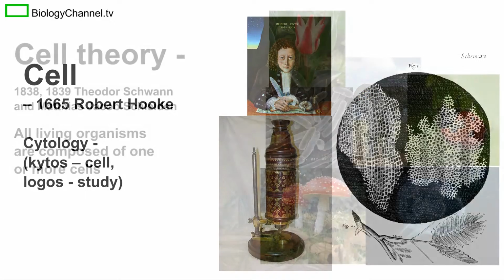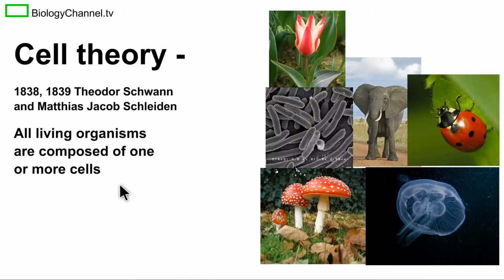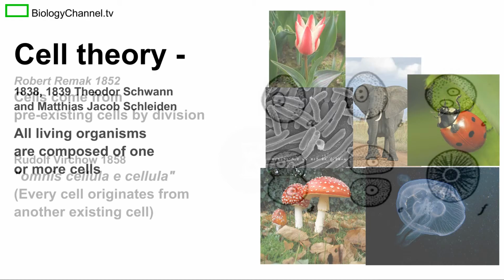The cell theory, in its original shape, was formulated in 1838 and 1839 by Theodor Schwann and Matthias Jakob Schleiden. They suggested that cells were the basic unit of life. What does this mean? It means that all living organisms are composed of one or more cells, whether animal, plant, protist, fungus or bacteria. Living organisms can be composed of one, like bacteria, or more cells. Remember, the cell is the most basic unit of life and all organisms are composed of cells.